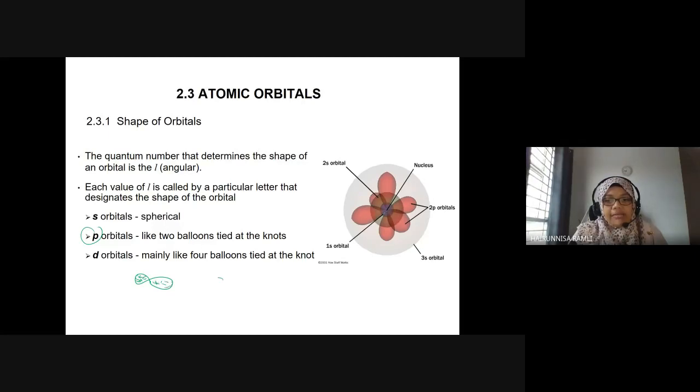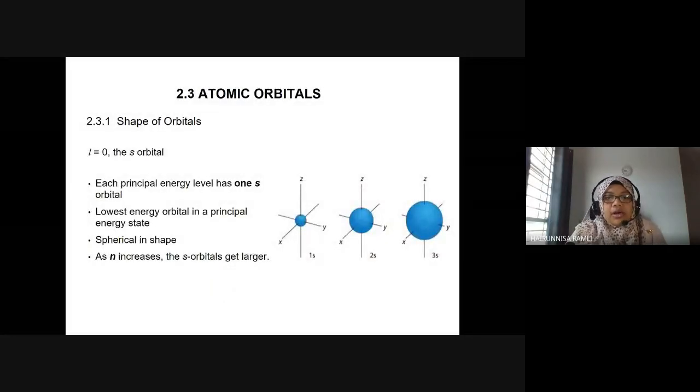Maksudnya dia bukan bulat macam ni. Kalau dia bulat ni, density electron ni untuk S. Ni untuk P. Dan sama jugalah untuk D. D macam four balloons tadi kan. Okay. So shape ni sebab S ada dekat semua L kan. Ada dekat semua N at least. So of course L equals to zero mesti ada pada semua N.